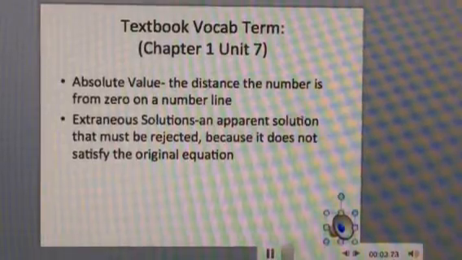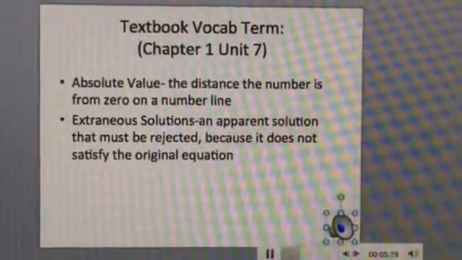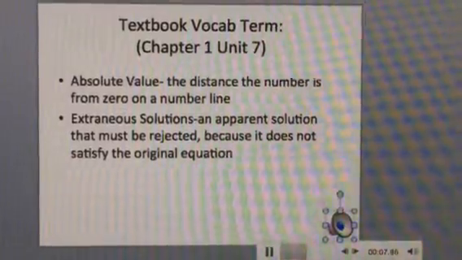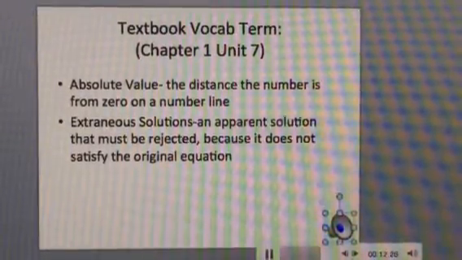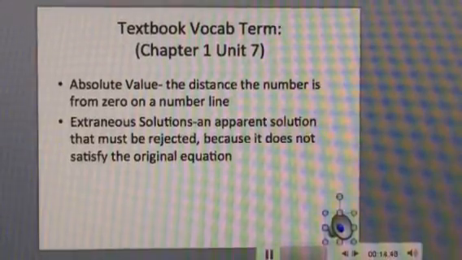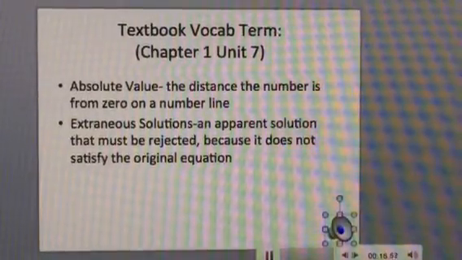Textbook vocab terms. Absolute value, the distance a number is from zero on a number line. Extraneous solutions, an apparent solution that must be rejected because it does not satisfy the original equation.